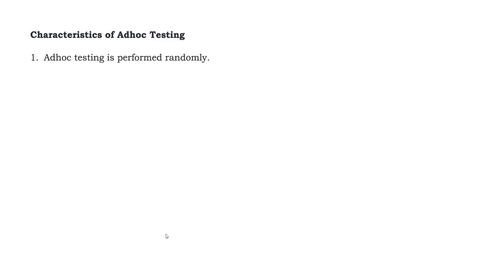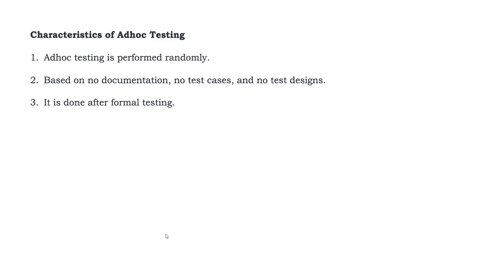Characteristics of ad hoc testing. Ad hoc testing is performed randomly. Another word you can remember is that ad hoc testing is random testing. Okay, it will be easy for you to remember it. Or you can also remember it as monkey testing, based on no documentation, no test cases, and no test designs. It is done after formal testing.